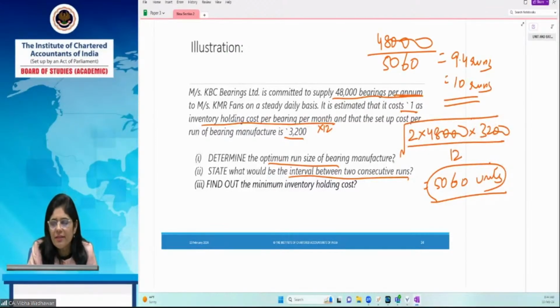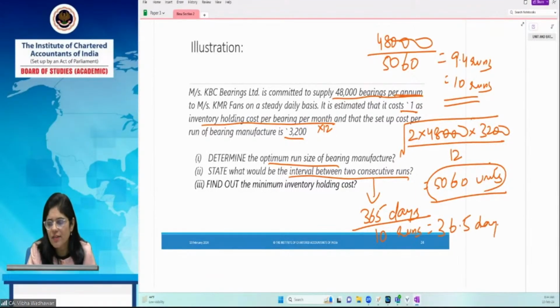What would be the interval between two consecutive runs? Interval means how much will be the gap between two runs. So we have a total of 365 days. You can convert it into months also. During 365 days, you will have 10 runs. So the gap is 36.5 days.